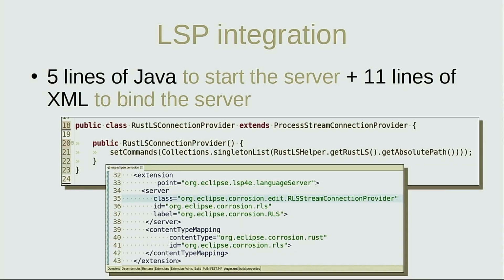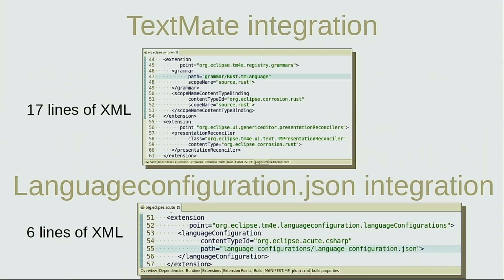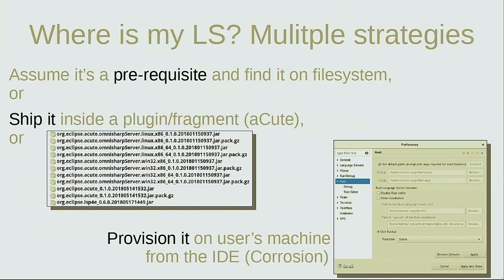This is the language server protocol integration. You can start with 5 lines of Java to start the server, so you just give the command to start the server, and 11 lines of XML to define the server and bind it to the file you need. So here it will be binding to C#. The TextMate integration is about declaring the TextMate file and binding it to the file you need, 17 lines of XML, and the language configuration can be bound to a given file type with 6 lines of XML.